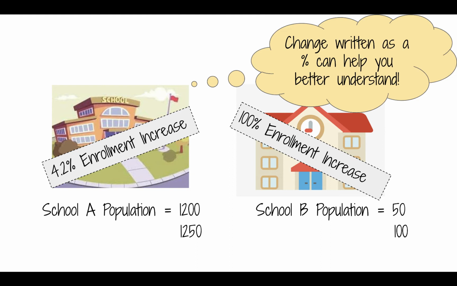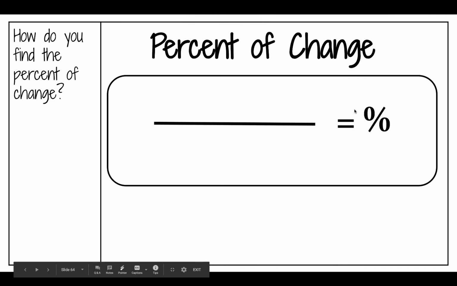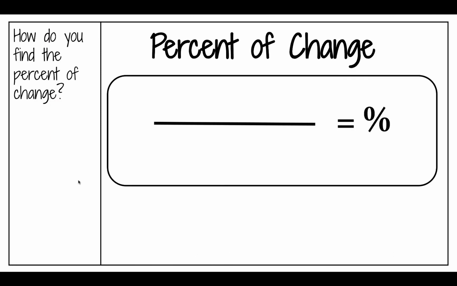Our goal today is to work on real-life problems using percent of change. We're going to learn how to calculate percent of change because when we're looking at how much the percent has increased or decreased, it can help us better understand real-world situations, like our school population problem here. Look at the first chunk in your notes. How do you find the percent of change? That's what we're going to talk about first.